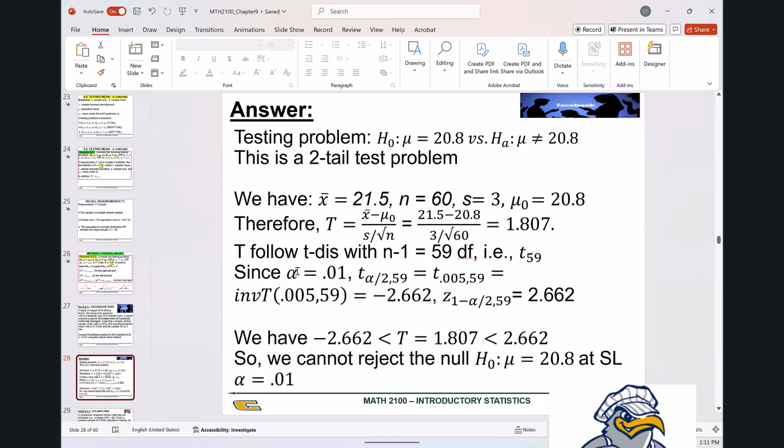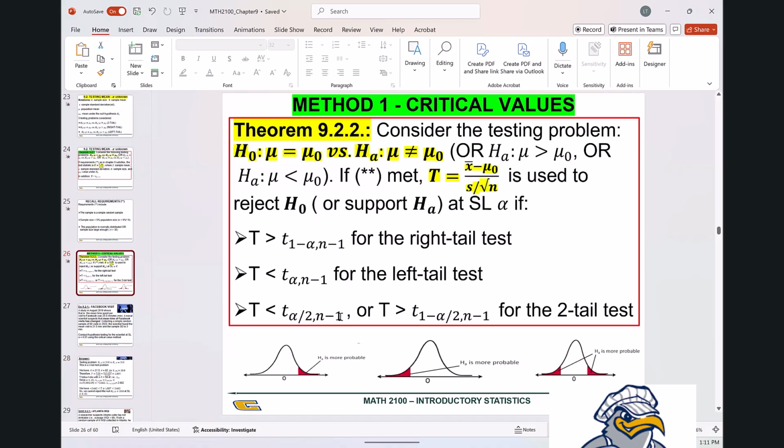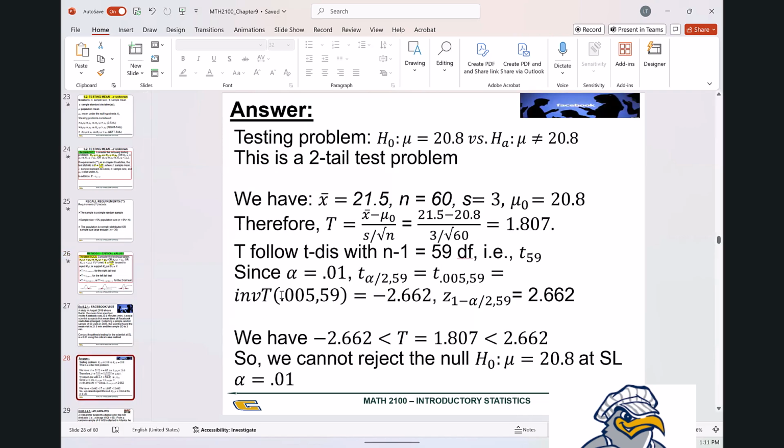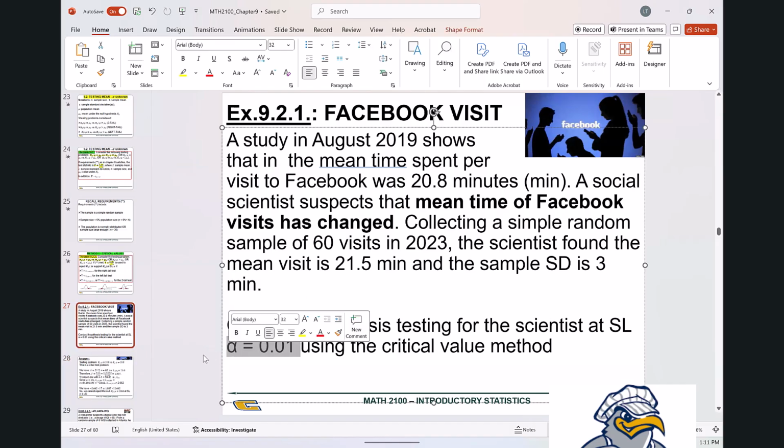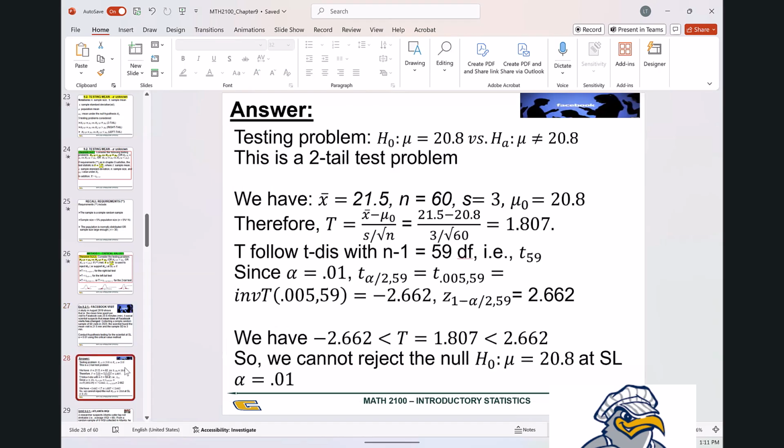And then the cutoff will be T alpha by 2, n minus 1, and T 1 minus alpha by 2, n minus 1. So you need to calculate these two cutoffs because your alpha is 0.01. You say here, test at alpha 0.01. So this is a pre-specified value. In problems, sometimes it's 0.05, sometimes 0.01, 0.03. It just depends on how stringent you want. The smaller the alpha, the more stringent the test is, which means it makes it harder for you to reject the null.